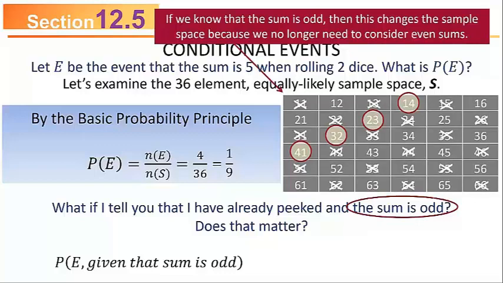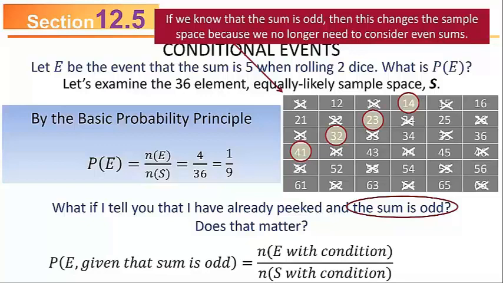1 plus 1 is 2, that's even. 5 plus 3 is 8, that's even. 5 plus 5 is 10, that's even. 6 plus 6 is 12, that's even. So I can get rid of all of those. So that additional information is extremely useful. I can throw out the things that no longer contend because I know it's odd. The evens don't contend anymore.